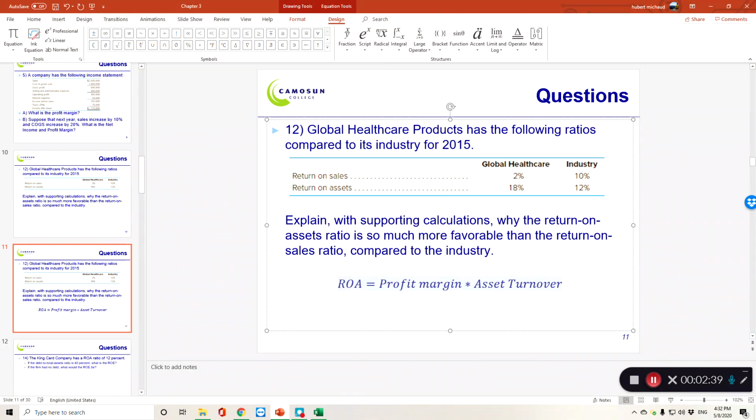Okay. Well, we know that global healthcare has an ROA of 18%, which is much higher than the industry, but they have a profit margin that is much lower than the industry. So how can they get such a high ROA if they have such a low return on sales? It means that their asset turnover must be much higher than the industry on average. In fact, we can calculate it, right? If this is 18%, we can divide by the profit margin on both sides.